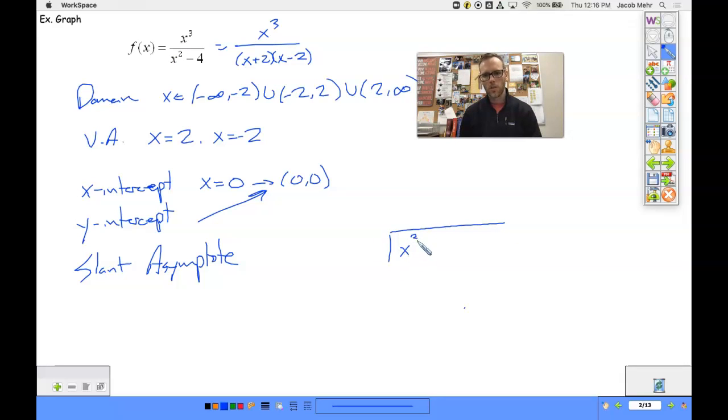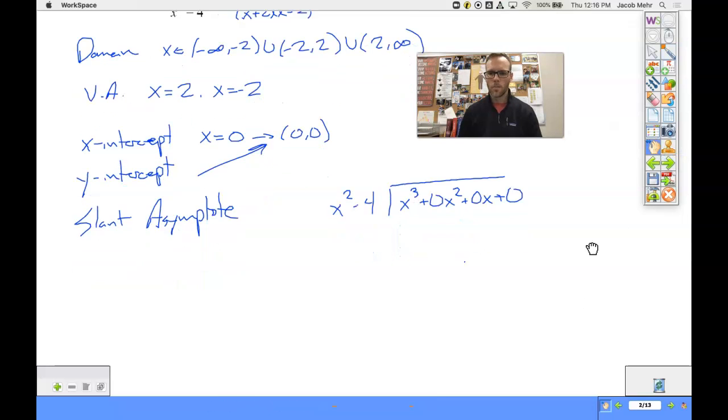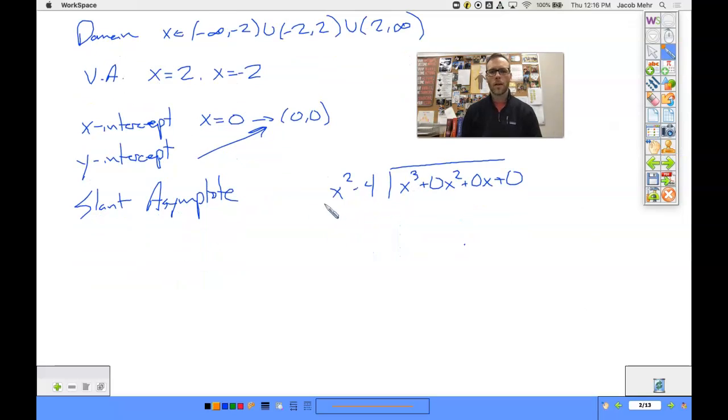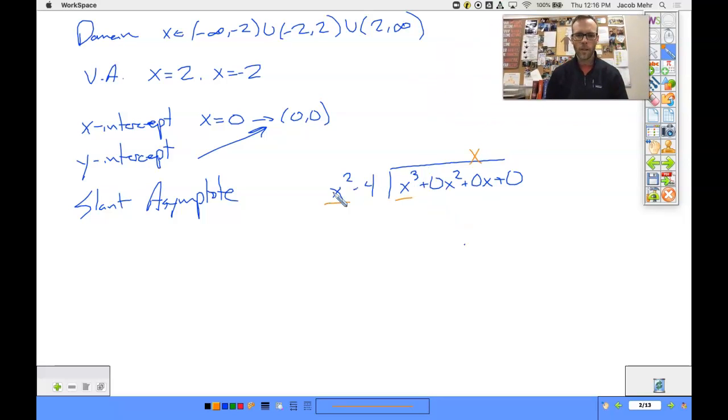So I have x cubed plus 0x squared plus 0x plus 0 divided by x squared minus 4. It may have been a while since you've done some polynomial long division, but I look here and I say, okay, x squared times what is x cubed? That would be x. Now I multiply. X times x squared is x cubed. X times negative 4 is negative 4x. I'm going to put that underneath the x's here.